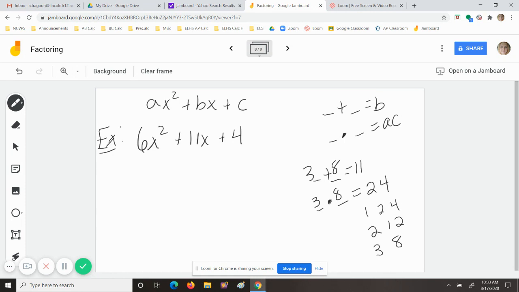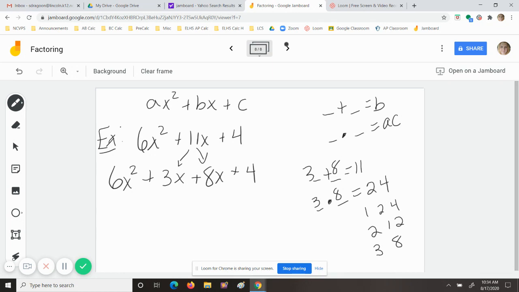Now, with the first type, we just went ahead and wrote our parentheses and we were done. But that was different because we had a plain x squared. Now what we have to do is take the numbers that we found and replace the middle term with them. So our beginning and end are going to stay the same. We're still going to have squared. But now instead of 11x, we're going to put in plus 3x plus 8x. Notice the beginning and end stayed the same, and all we did was break apart that 11x into 3x plus 8x.